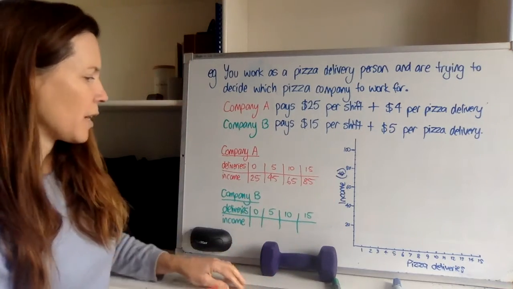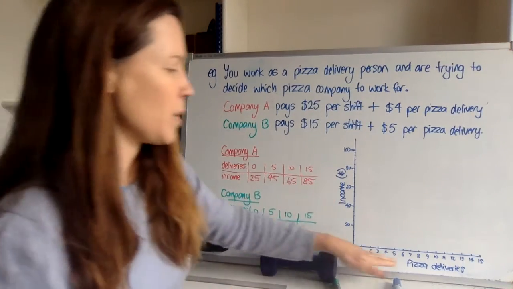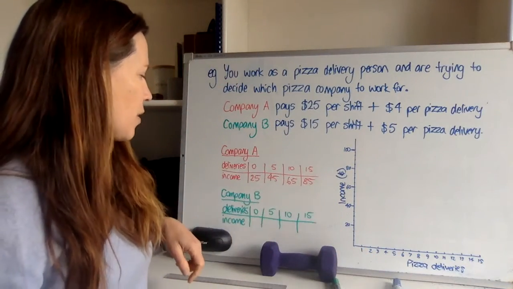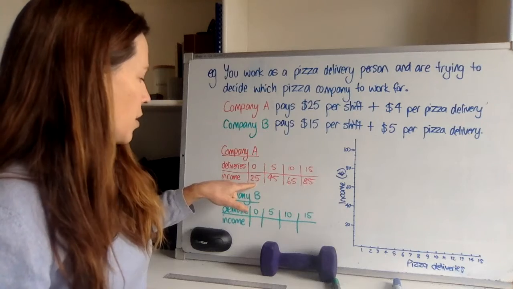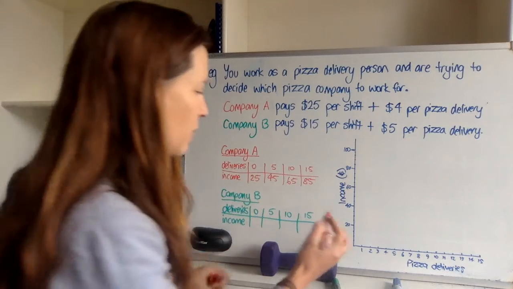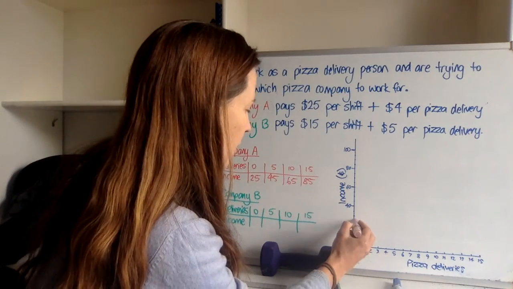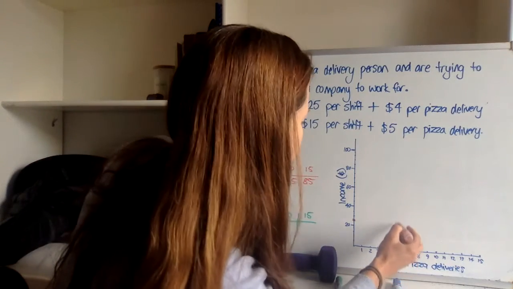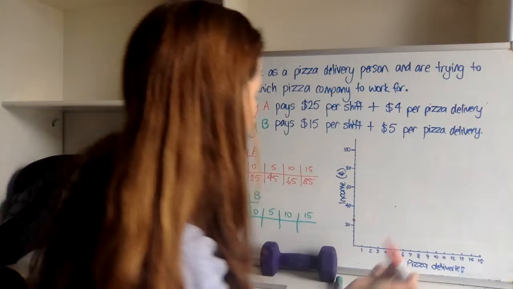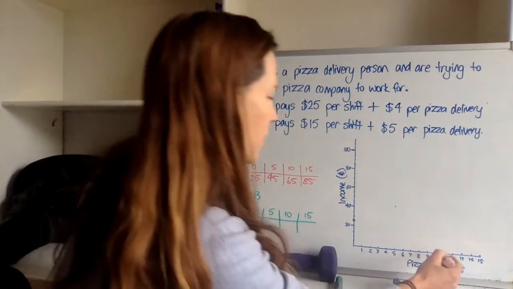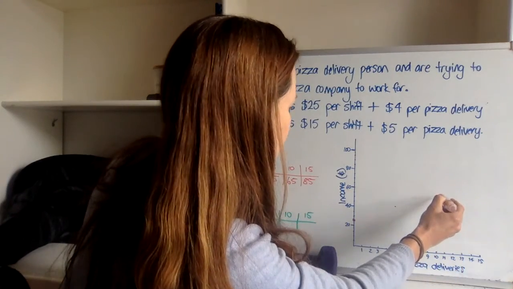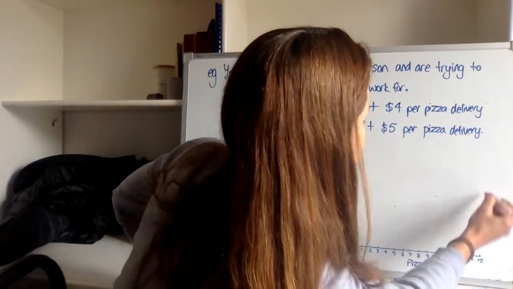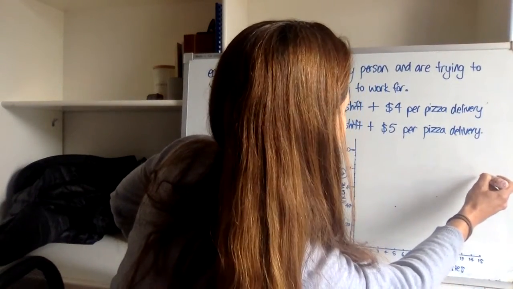All right, let's have a look at how we can graph that now. We've got pizza deliveries along here, and the amount of money that we're going to make for the shift. So if there's no deliveries, we're making $25, which is here. 5 deliveries goes with 45, so somewhere there. 10 deliveries, 65, looks like we're about there, and 15 deliveries, $85. Looks like it's somewhere like there.